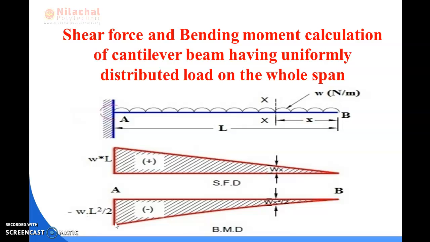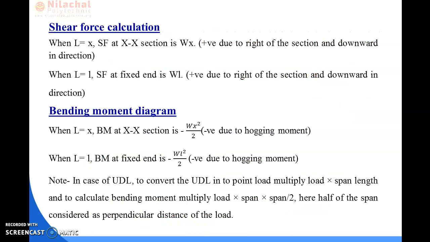So in this way, your shear force and bending moment calculation of the cantilever beam having uniformly distributed load is finished, and you know how to draw the shear force diagram and bending moment diagram in the case of UDL. So today this much. We will discuss some numericals in the next class.